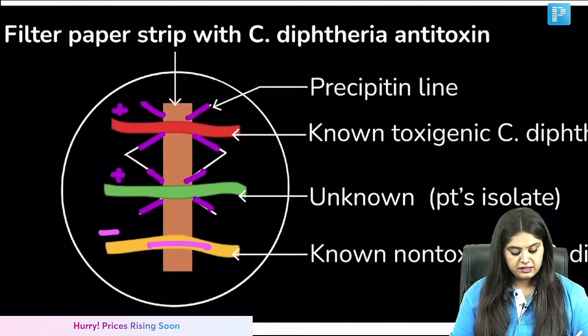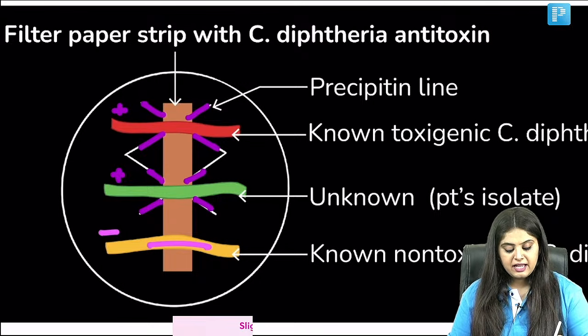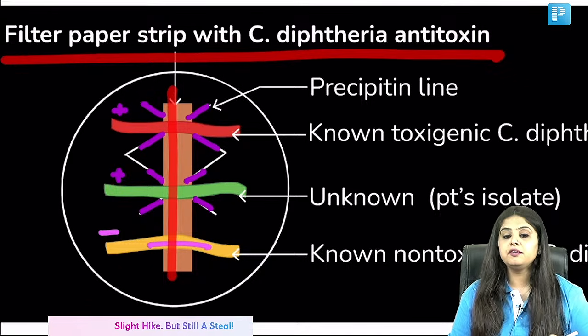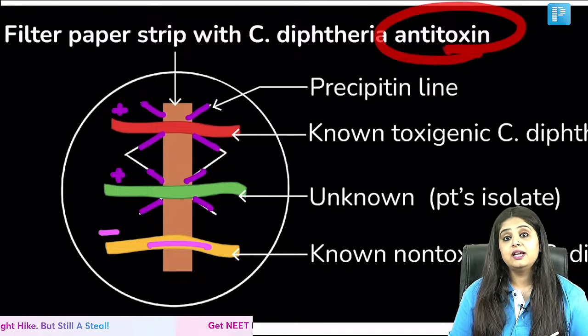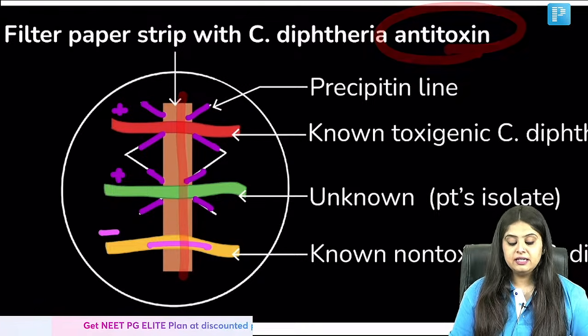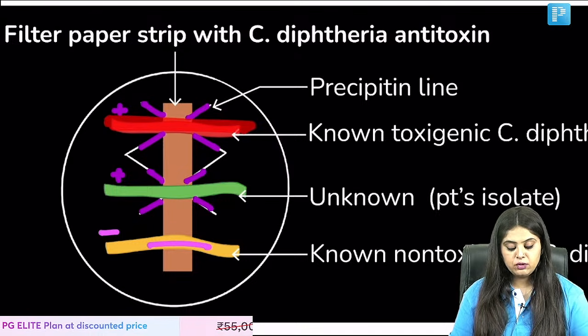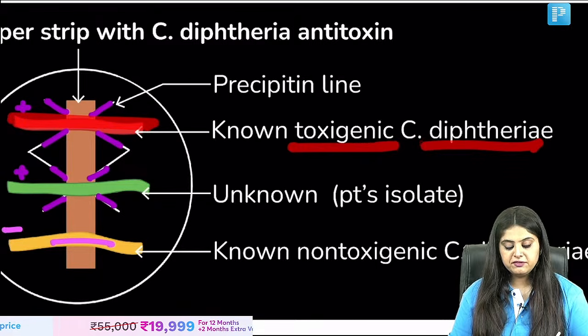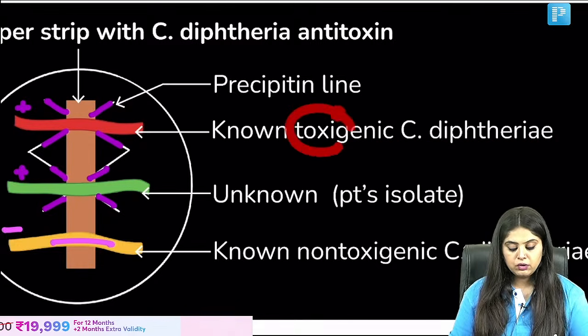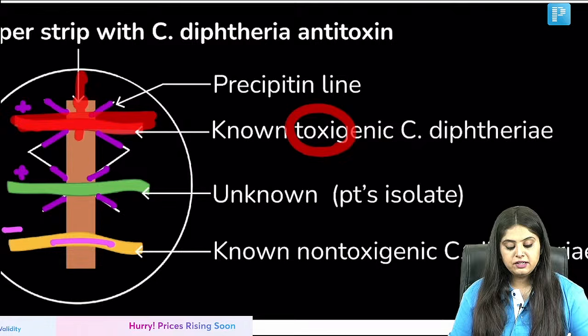Means the examiner will say, look what all I have done for you. I have made an entire filter strip. What was put on the filter strip? Antitoxin. This the examiner has done. Then the examiner has put one strain over here of Corynebacterium diphtheriae that has the toxin. So toxin here and antitoxin here.